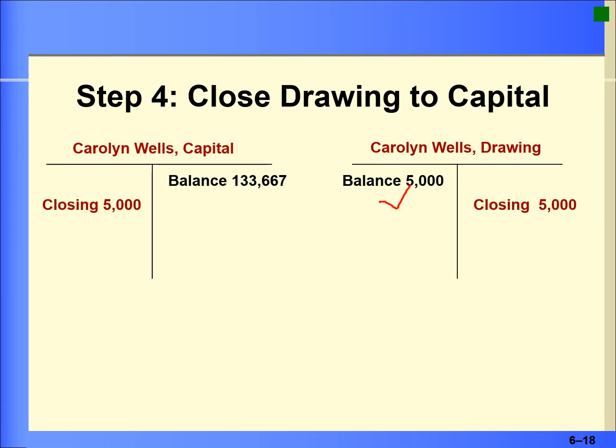So notice we've got the debit balance. If we want this account to go to zero, we're going to have to credit it. And then by crediting it, we're going to be debiting the capital account. So notice the balance right there is after you had closed out the income summary. So now once you post this entry, the capital account is going to go down by another $5,000 to get the ending or updated capital balance.